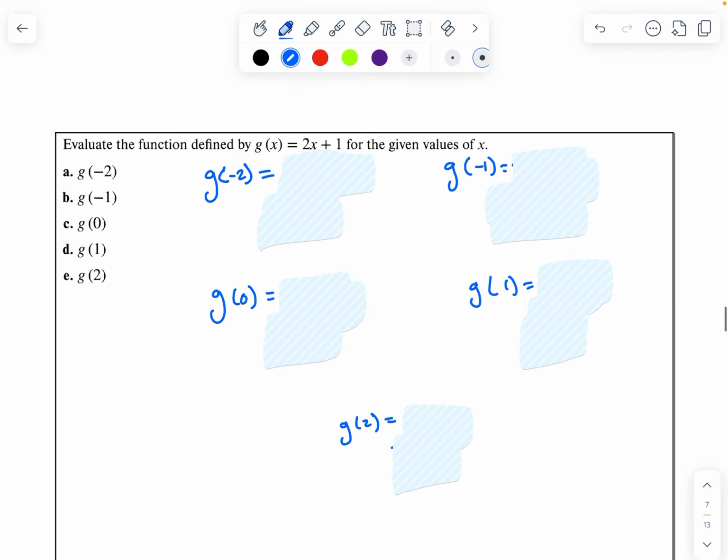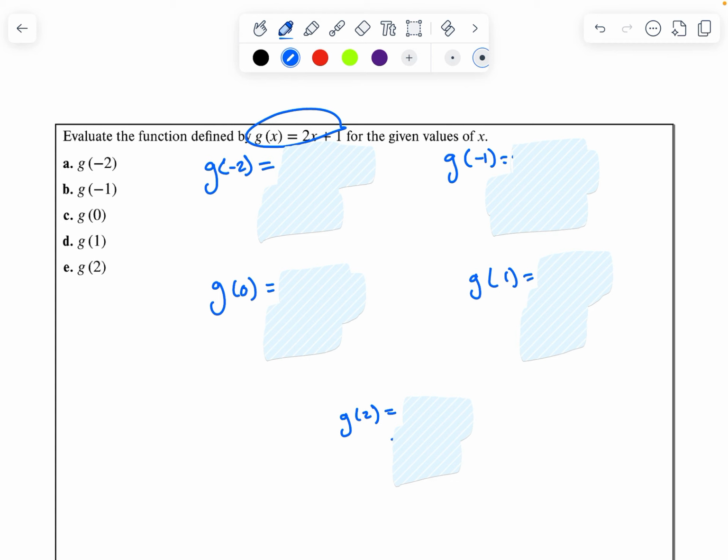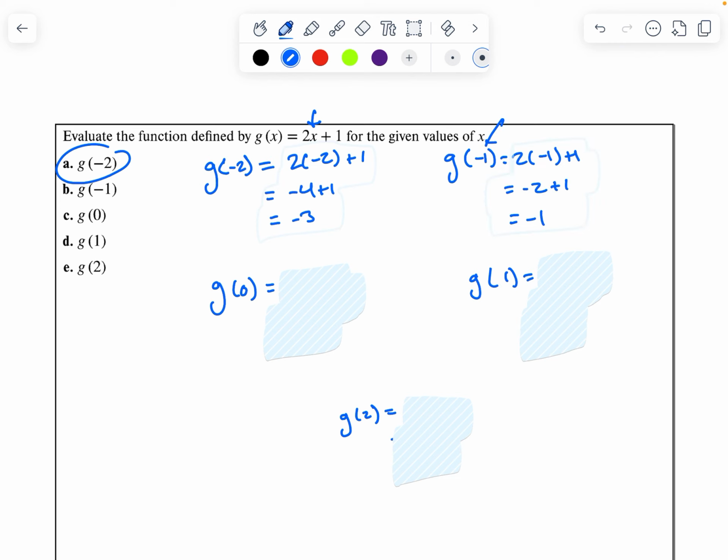Here we've got an example. g of x equals 2x plus 1. If we want to find g of negative 2, that's g of x, negative 2 is x. All we have to do is replace our x with negative 2. The same thing with g of negative 1. We just have to replace our x with negative 1.